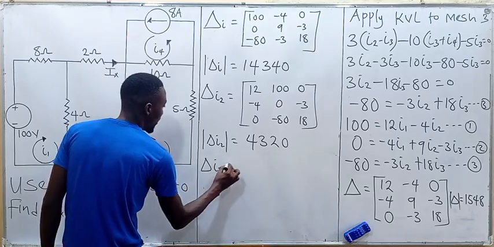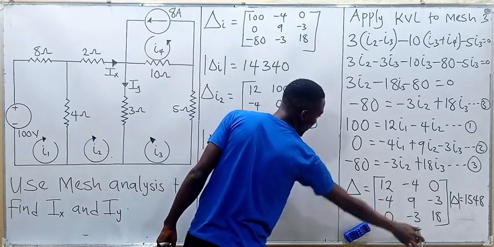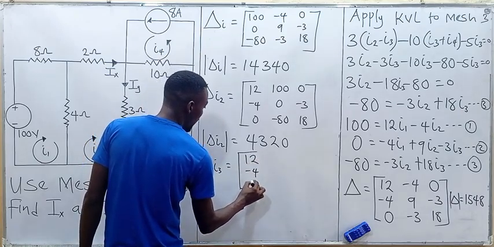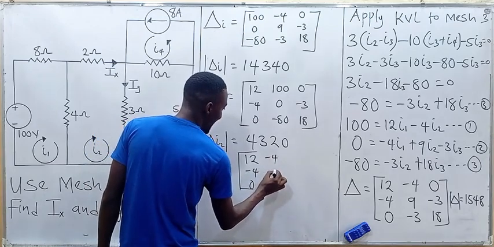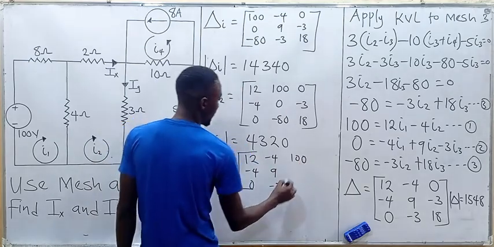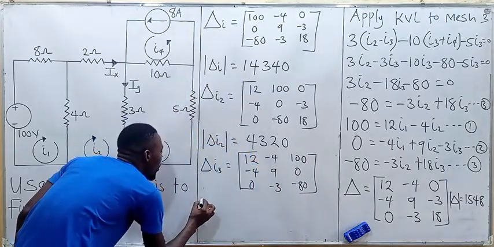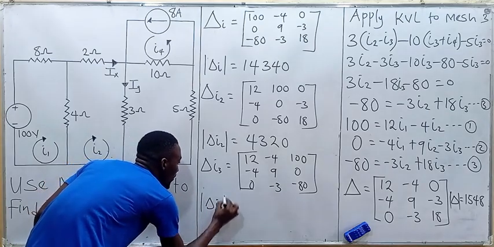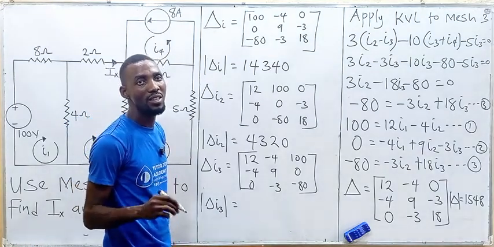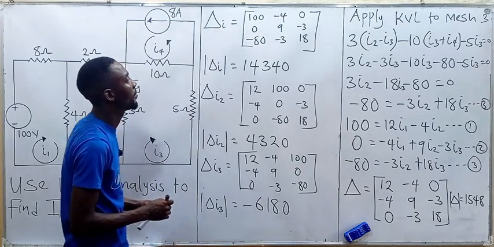Change in I3. So this remains constant. This and this will remain. We just change this, replace it with our answer. So we're going to have 12, minus 4, 0, minus 4, 9, minus 3, and 100, 0, and minus 80. So if we look for your determinant here, you are going to have your determinant to be minus 6,180. All right. So that is what we have.